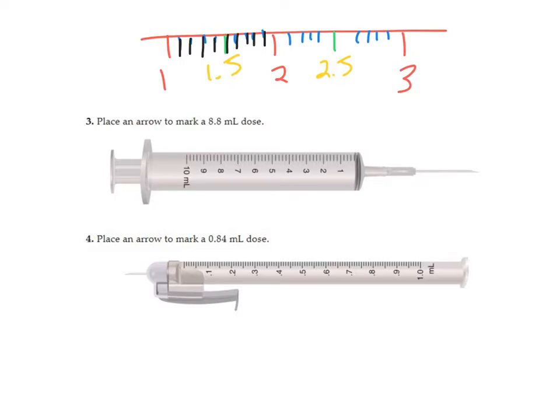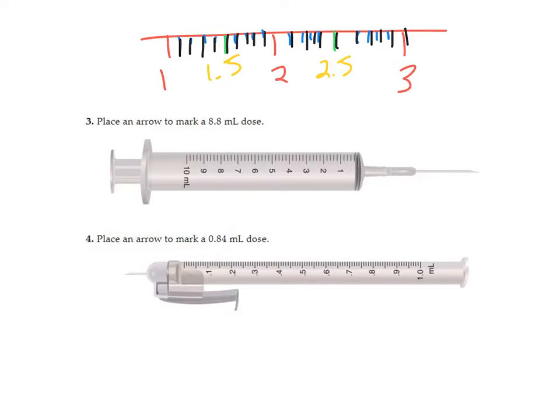We would count the same way between the 2 and the 3. So 2.1, 2.2, 2.3, 2.4. Here's 2.5. 2.6, 2.7, 2.8, 2.9, and there's your 3. So that's how they're counted off. They're counted off as just between 1 and 9, so you count them off in ones.